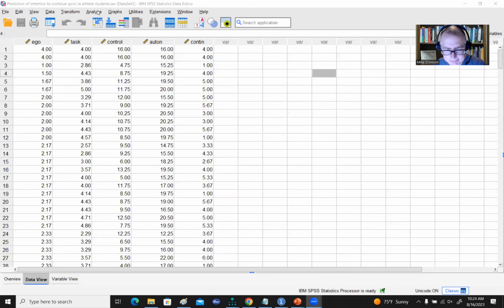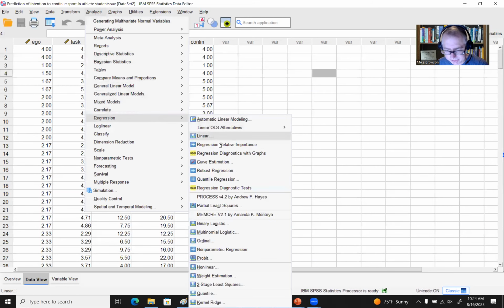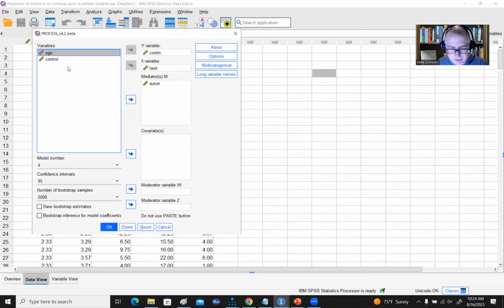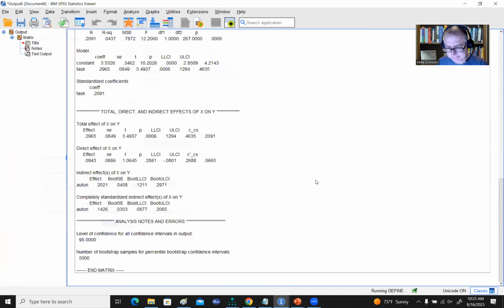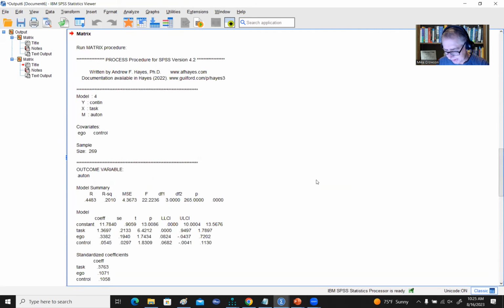So we'll go back into SPSS and we'll click on regression, go back to process. We'll move ego and controlled motivation down to the covariates box, and we'll leave everything else exactly as it was, and we'll click on OK. And it takes a second, but we're going to generate our results here. There it is. And just taking a brief look at the model, you can see, once again, we've got model 4. You'll see the X, Y, and M variables, but now it says covariates, ego, and control right there. Our sample size is still 269, which you see right there.